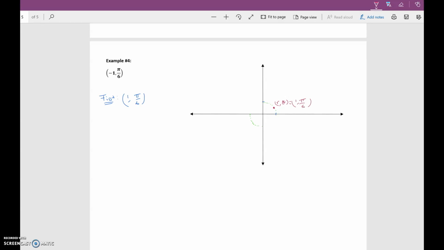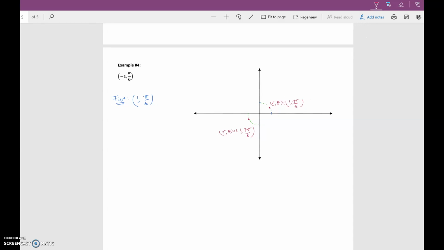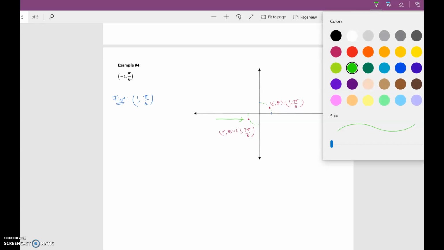Now, to graph negative 1, pi over 6, you technically will get this angle and you add pi to it, which is going to be here. So this is going to be r comma theta, in this case 1 comma 7 pi over 6. And this is actually your solution. So you may erase the other one. You don't need it. If you show both, that's perfectly fine. But this is your main solution.